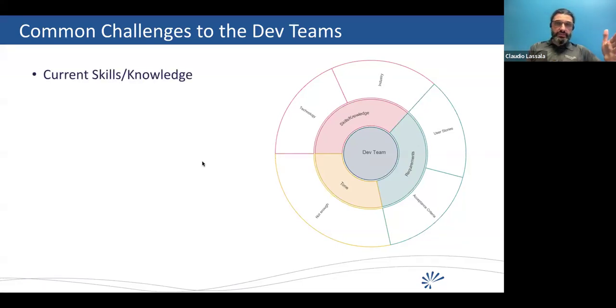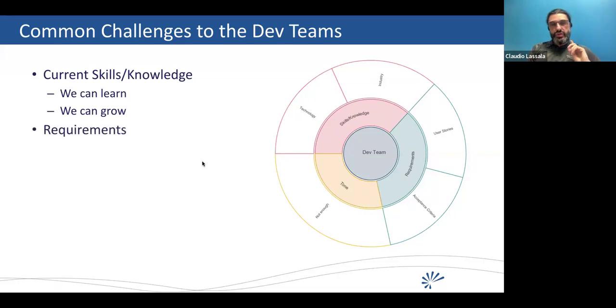Now, here's what I've learned. The current skills or knowledge, if we have a gap there, we can always learn. Hopefully, we can always learn. As long as we live, we can learn. We can grow those. It doesn't happen overnight, but if you are intentional and deliberate about identifying your gaps and finding ways to fill those gaps, we can address those kinds of challenges.